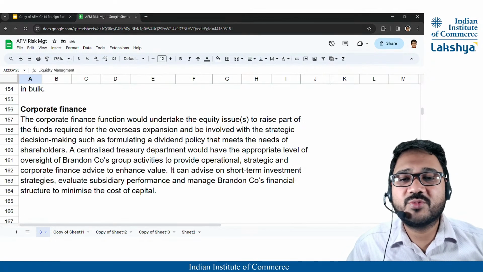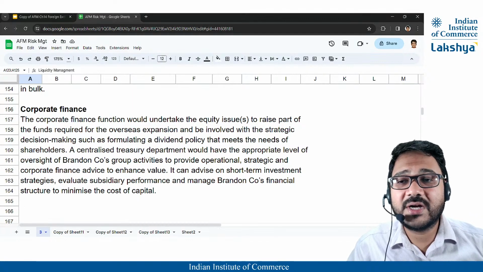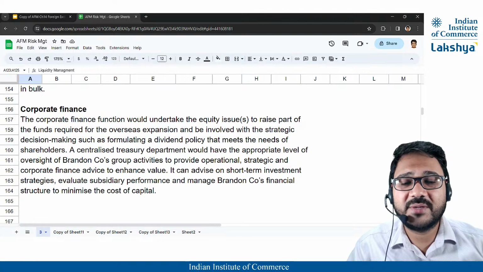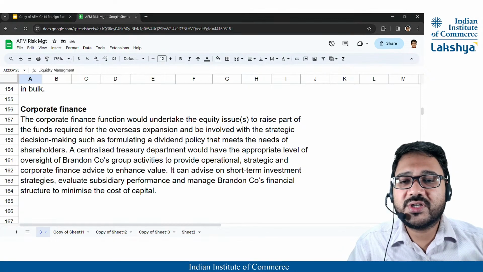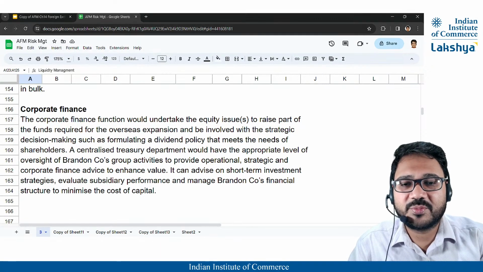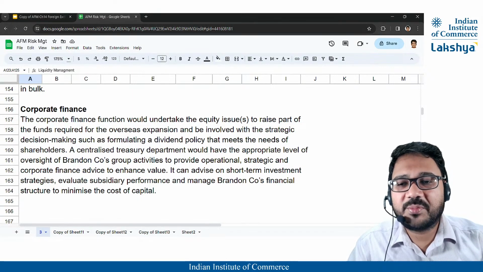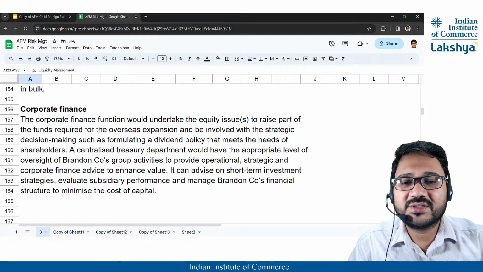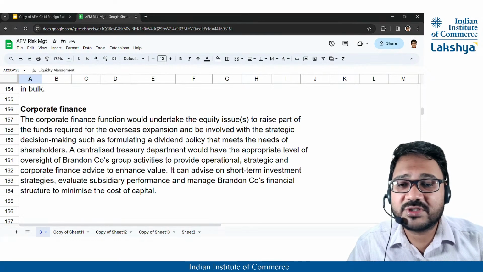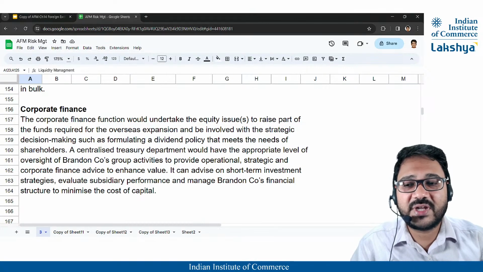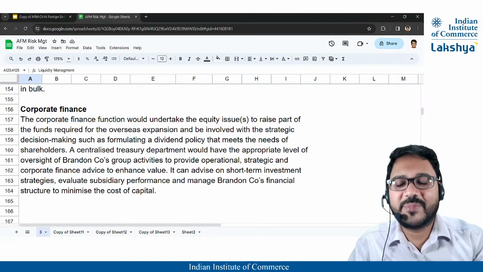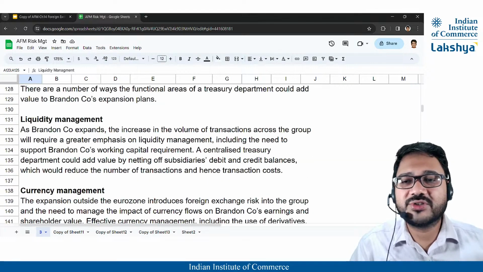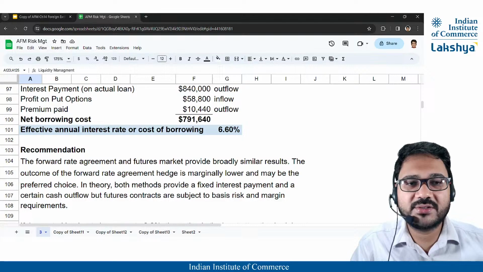The corporate finance function would undertake the equity issue to raise part of the funds required for overseas expansion and be involved in strategic decision making, such as formulating a dividend policy that meets the needs of shareholders. A centralized treasury department would have appropriate level of oversight of Brandon company's group activities to provide operational, strategic and corporate finance advice to enhance value. It can advise on short-term investment strategies, evaluate subsidiary performance, and manage Brandon company's financial structure to minimize the cost of capital. Okay, so these are the functional areas that we identified, four functional areas.